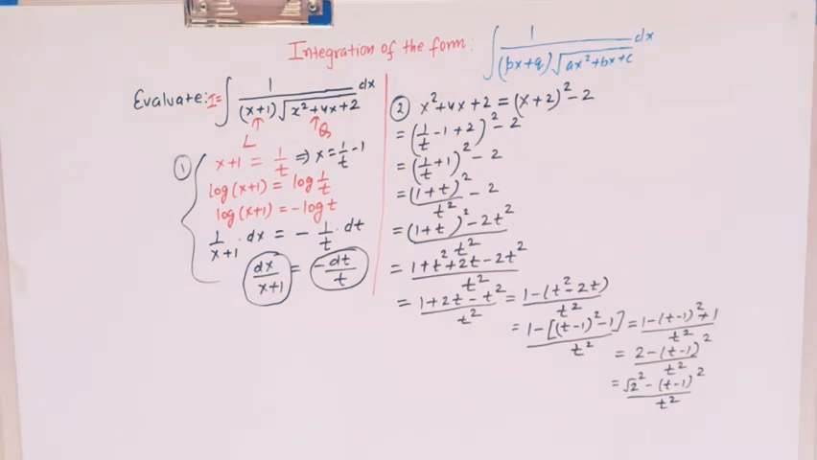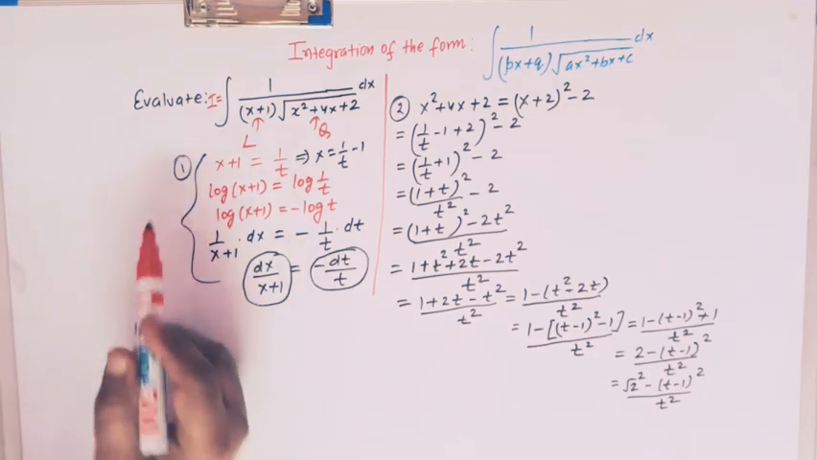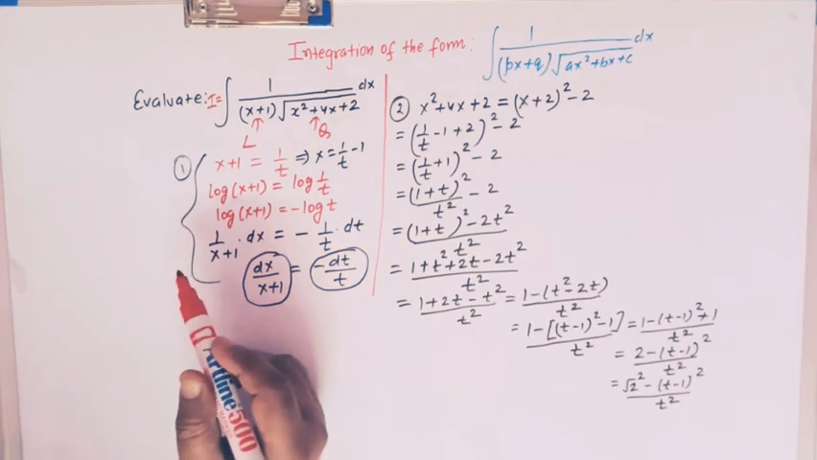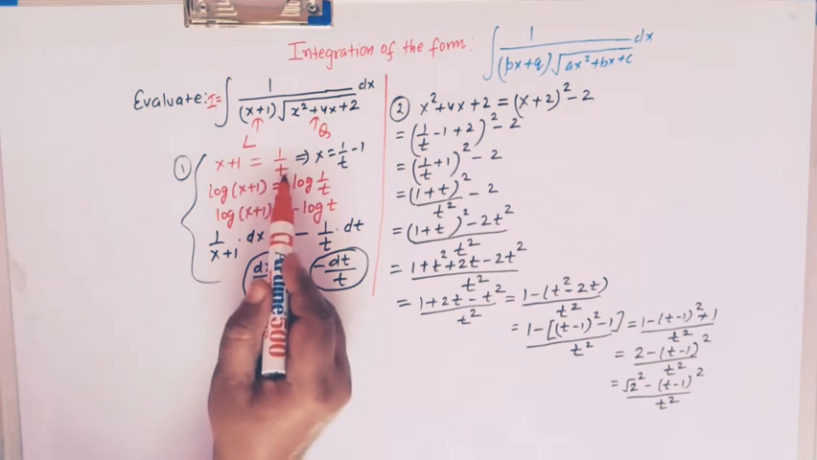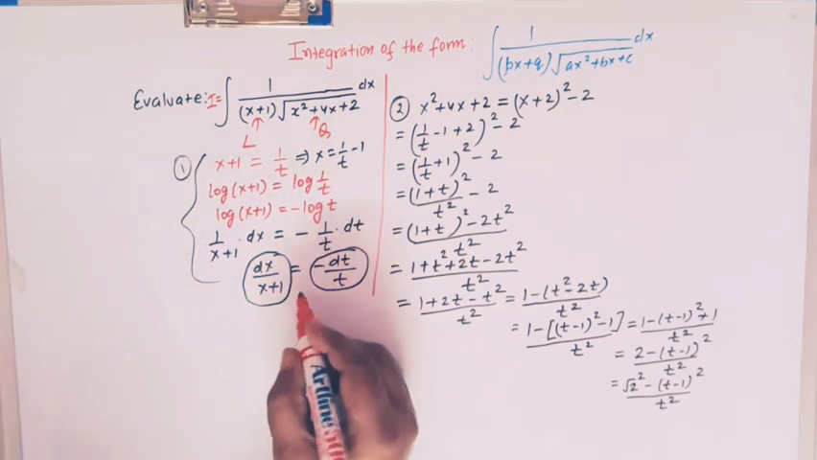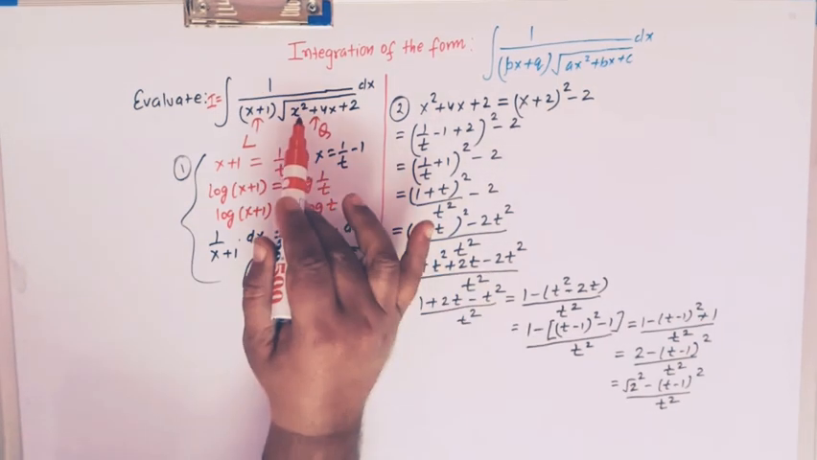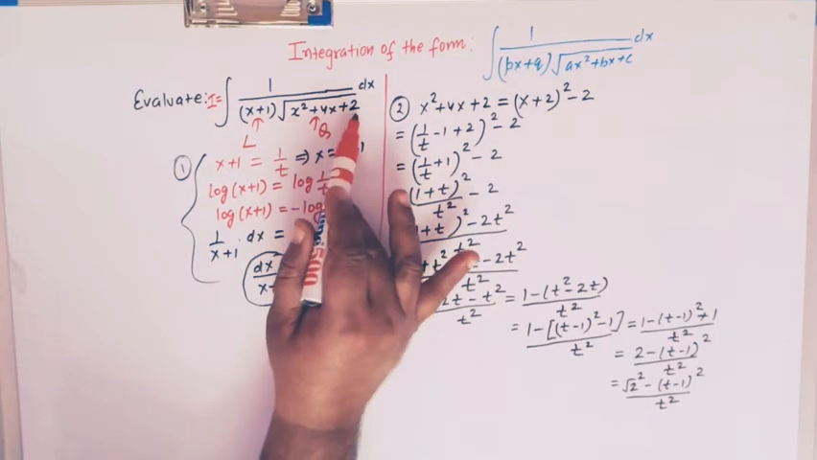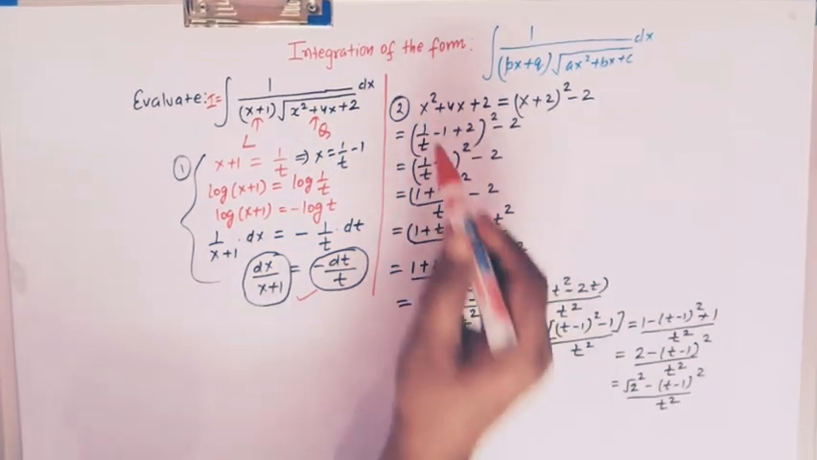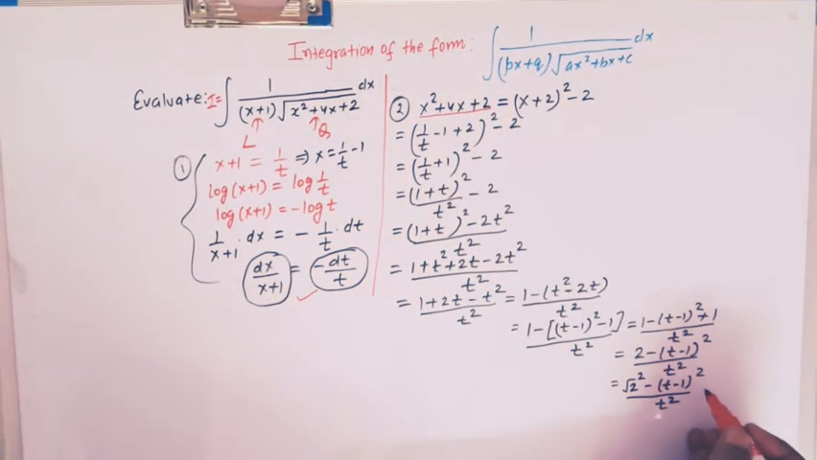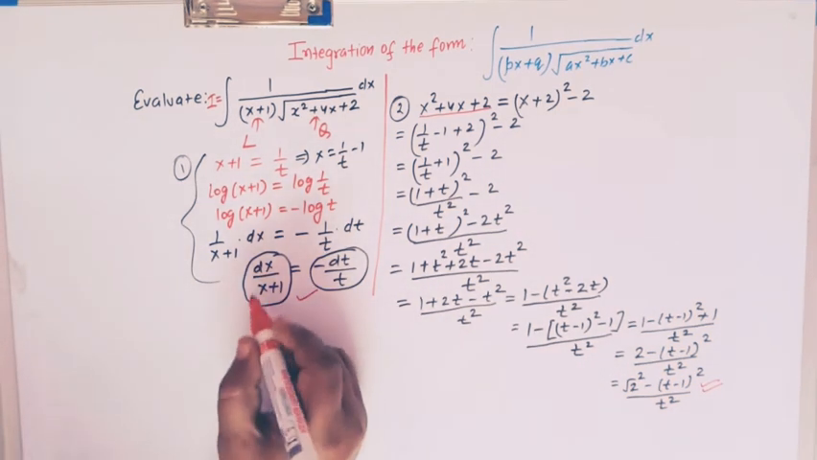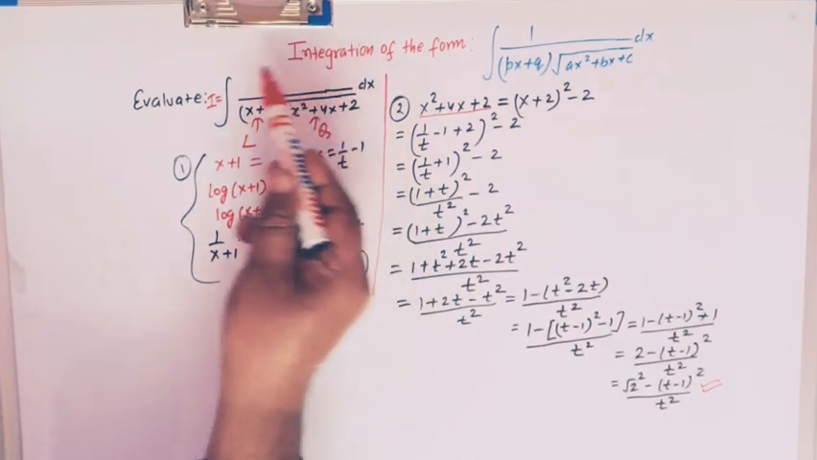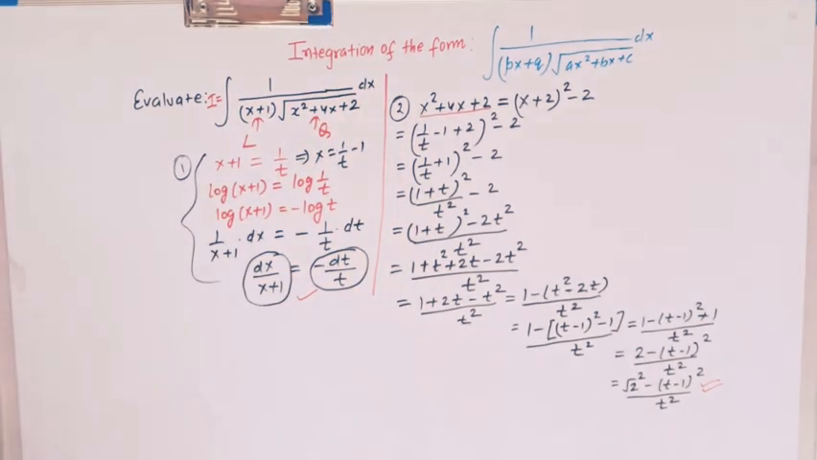So viewers, let us summarize it quickly. So what we have done, we have adopted two steps. The first one is we have substituted x plus 1 is equal to 1 over t, taking logarithm and differentiating, we get this expression. And then in the second step, we have taken the quadratic factor, and we have expressed this quadratic factor as this factor, right? Okay, now let us rewrite this integral as.